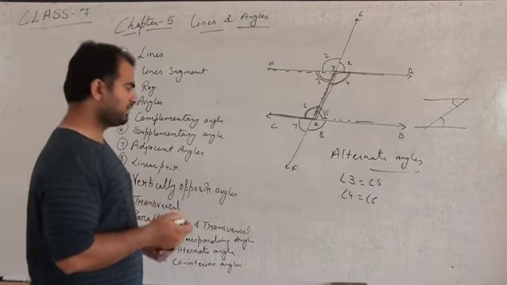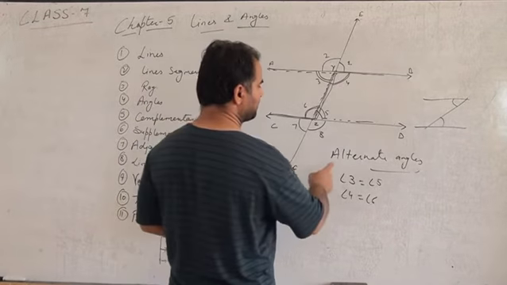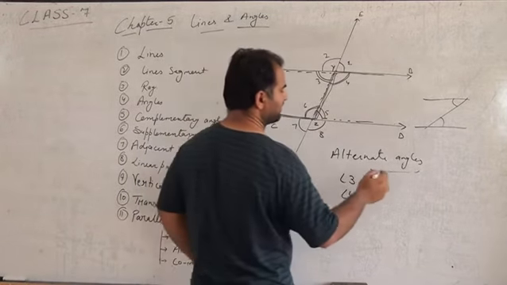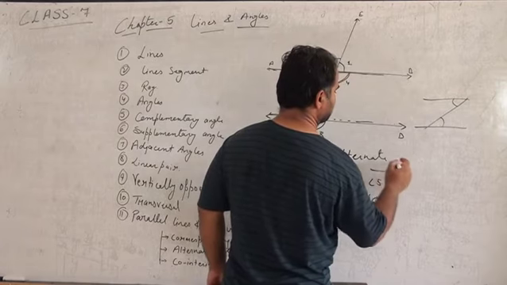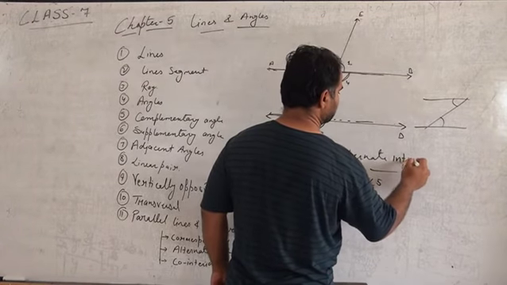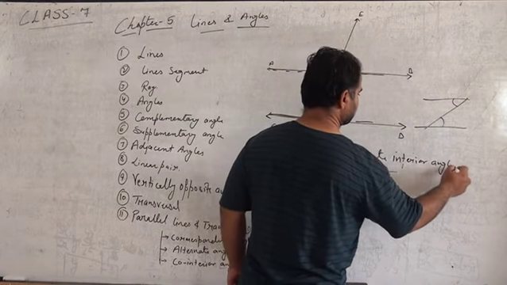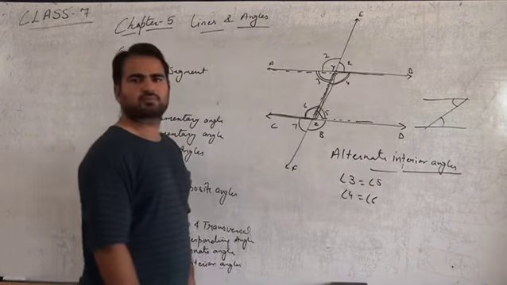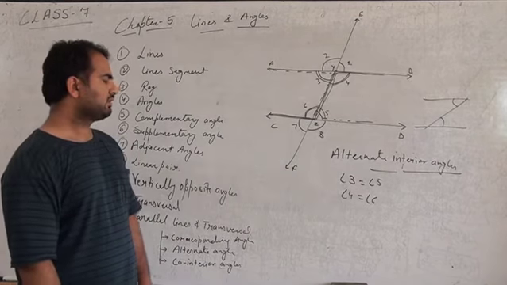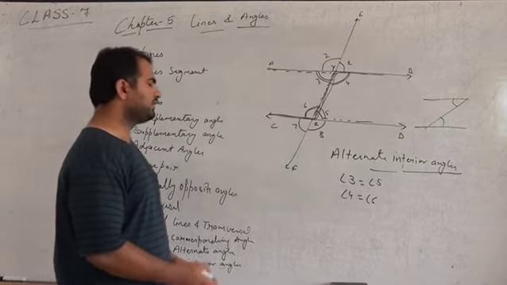Done? These are known as alternate interior angles. Okay? Next is co-interior angles.